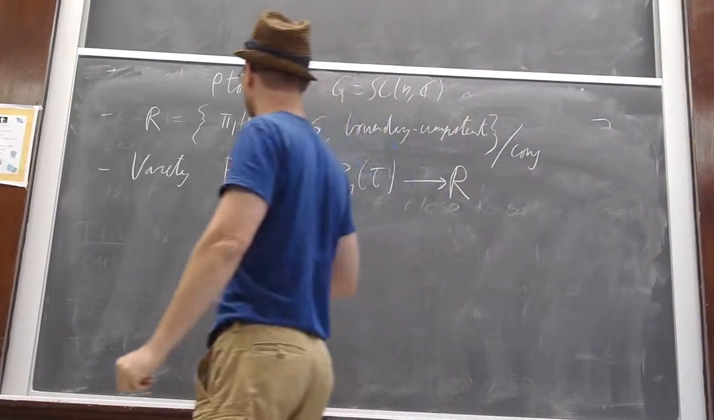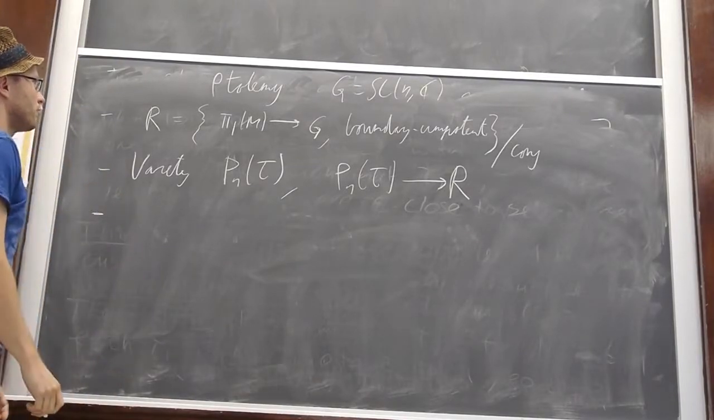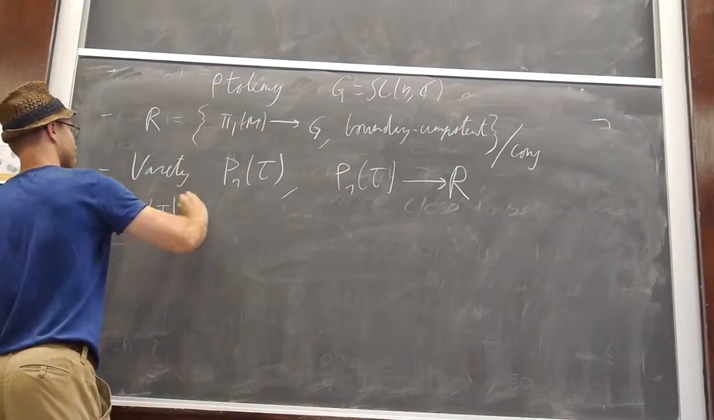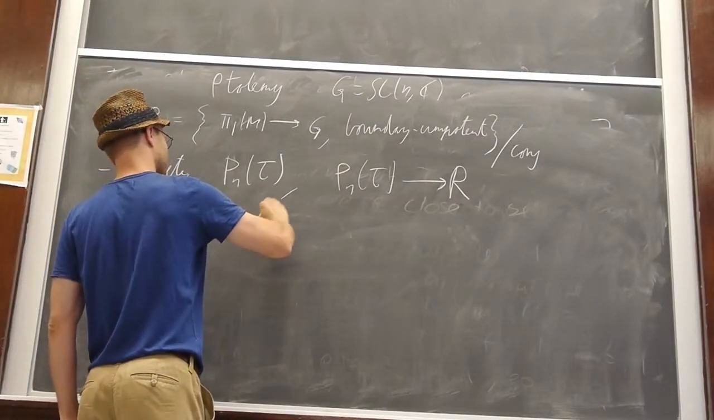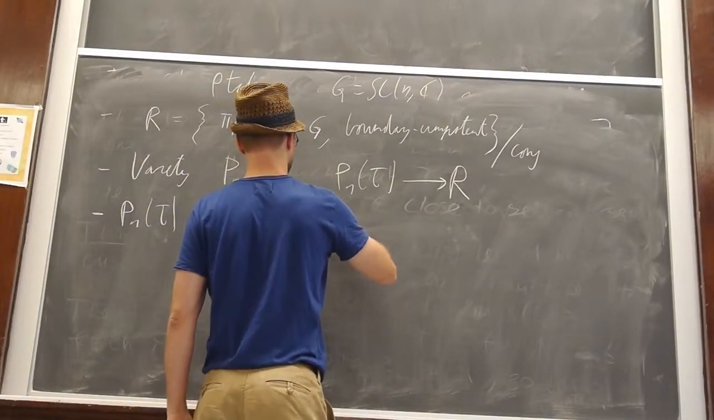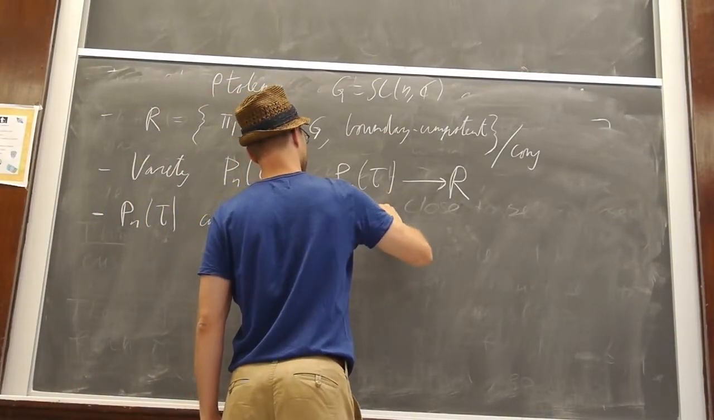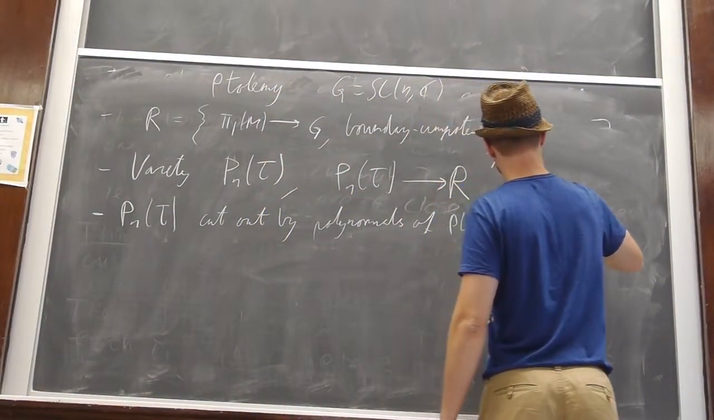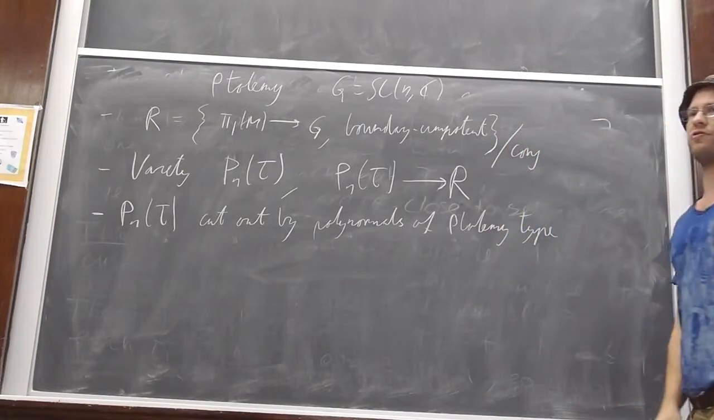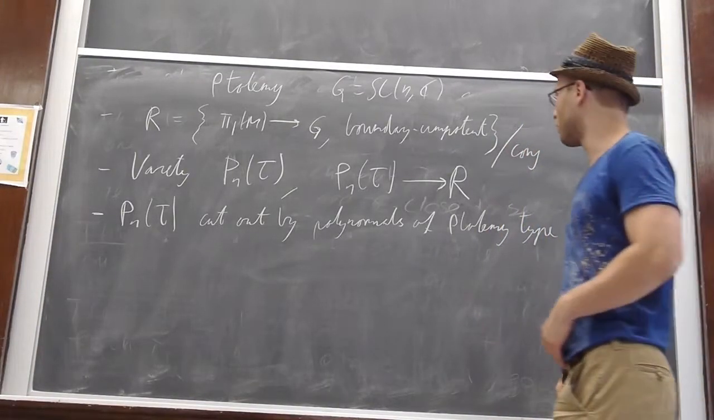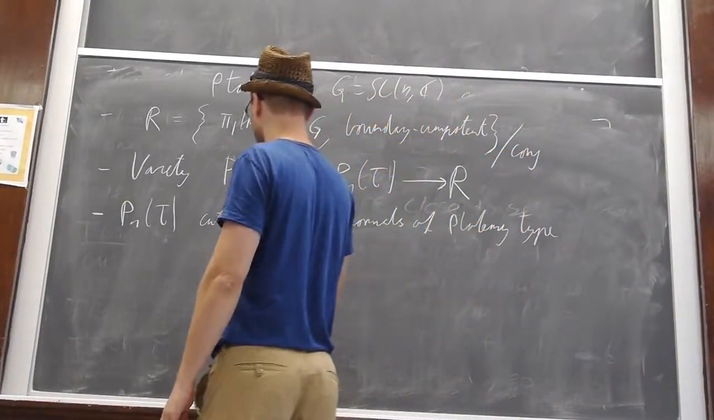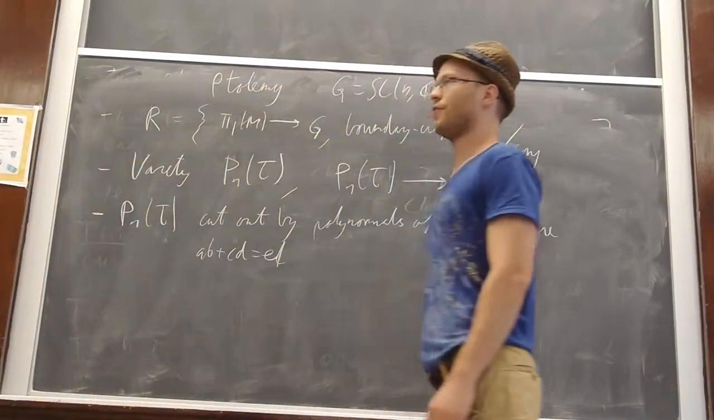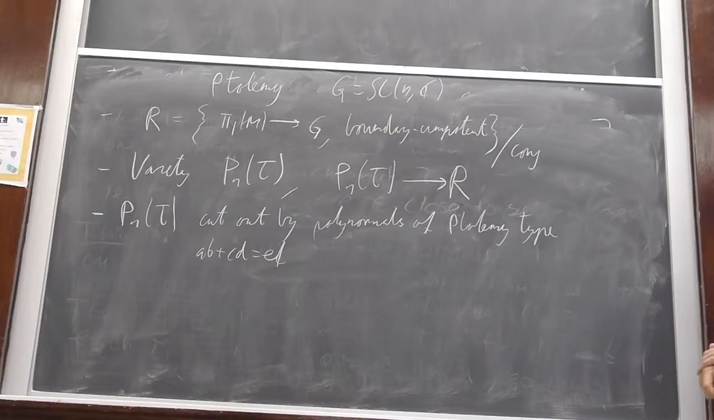So I'll say a little bit about the coordinates of this. This is cut out by polynomials of Ptolemy type. By variety, I just mean algebraic sets. So it's a zero set of some polynomials, and all these polynomials will be of the same type. They will be of the form AB plus CD equals EF. So this is a relation already known to Ptolemy.